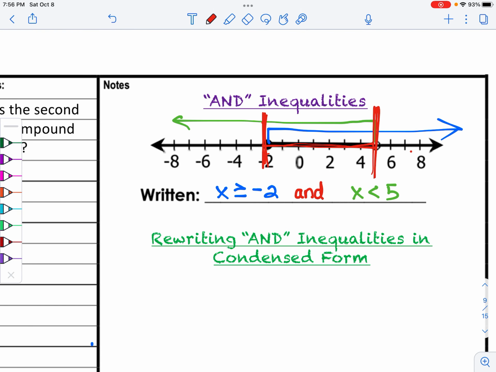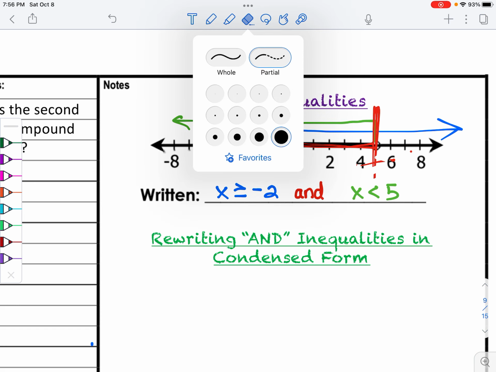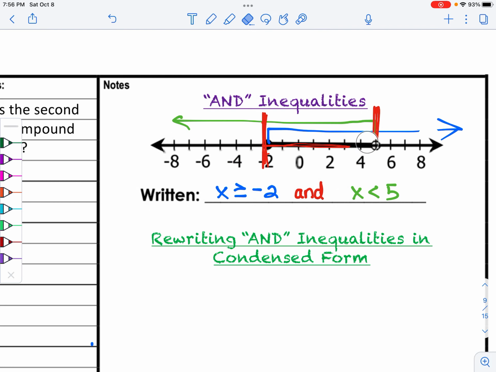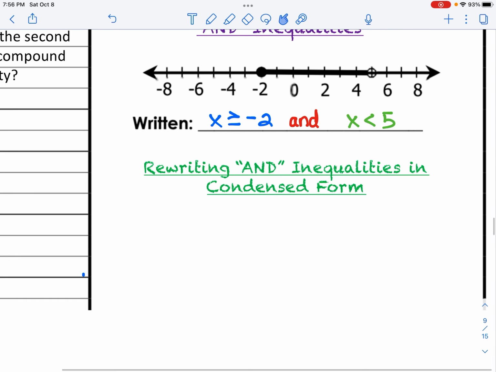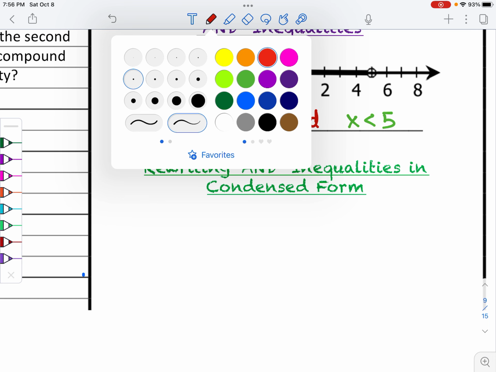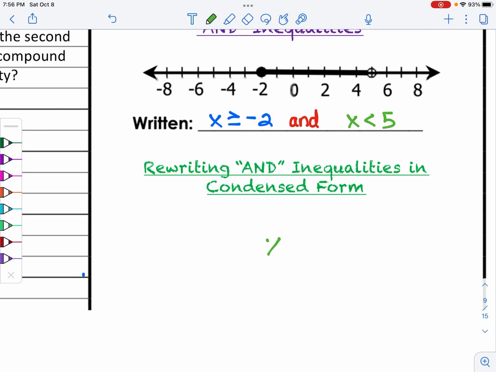And well, let's get my eraser here. Maybe make that a little bit bigger. And we have a different way to write these. So this up here, we can rewrite in condensed form, and this is really where you put it all together. So when we do that, I'm going to put this x here in the middle. I'm going to rewrite these up here in condensed form. So I'm just going to put them down here.